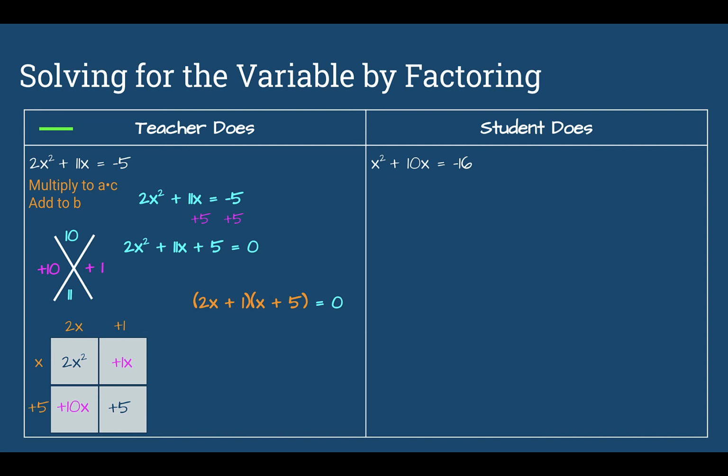Now we're going to set each equal to 0. So 2x plus 1 equals 0, and x plus 5 equals 0, and then solve for each. So let's start with 2x plus 1 equals 0. To solve for x here, I would need to subtract 1 from both sides, and then divide by 2. So we would find x equals negative 1/2 or negative 0.5. For the other one, I would just need to subtract 5 from both sides, and we're left with x equals negative 5. So those are our two zeros, negative 0.5 and negative 5.